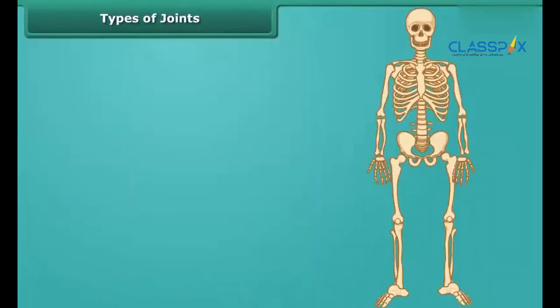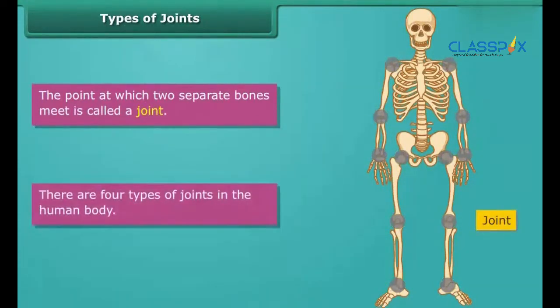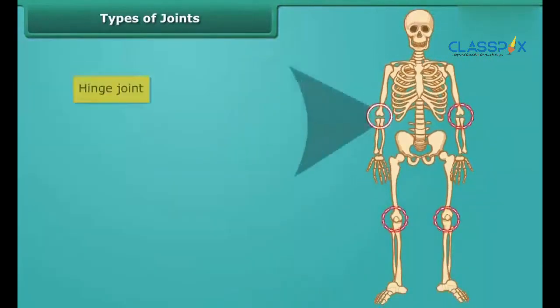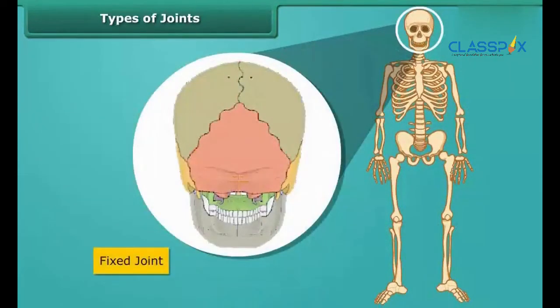Types of joints. We have just studied the bones. Now it's time to know the joints. The point at which two separate bones meet is called a joint. There are 4 types of joints in the human body. They are ball and socket joint, hinge joint, pivotal joint, and fixed joint. Before learning about each joint in detail, let's have an activity.